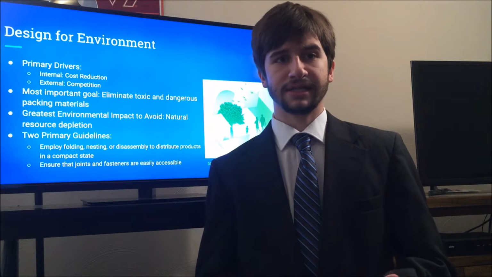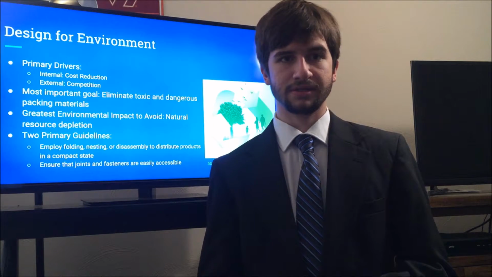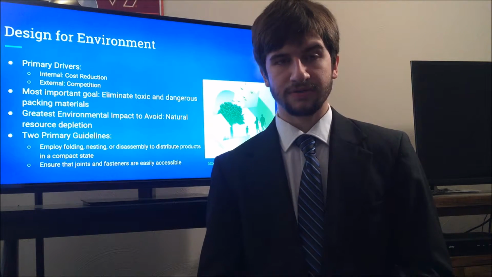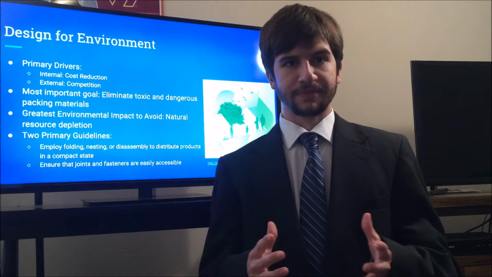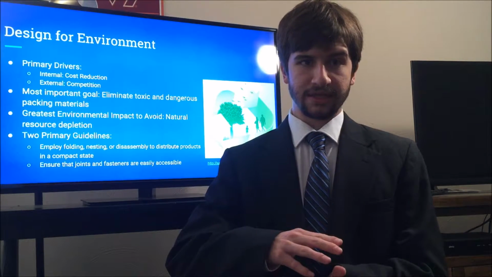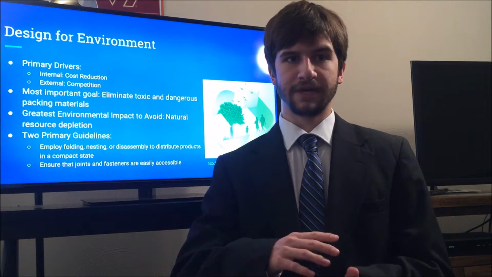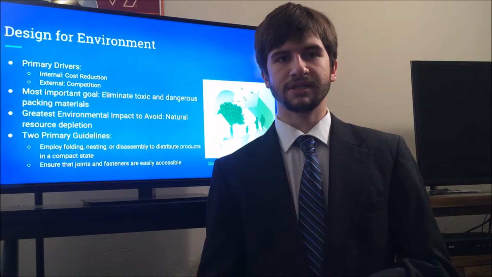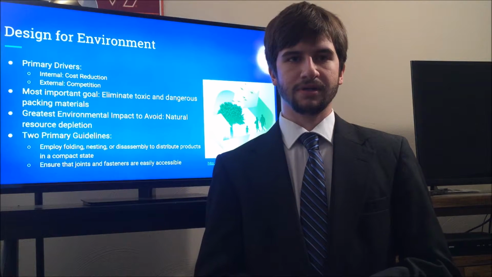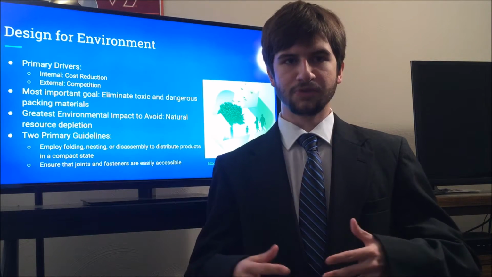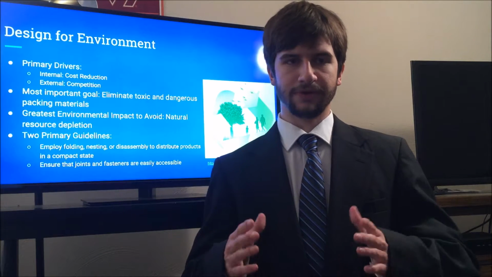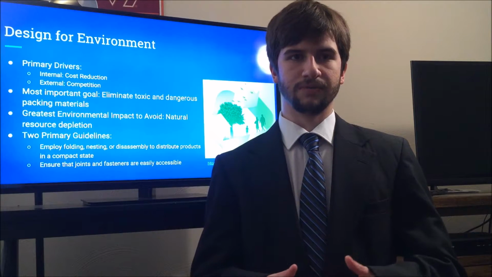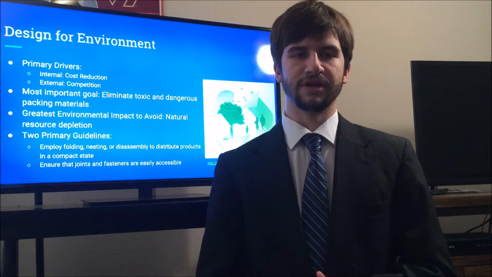So the 2 primary guidelines we put in place for our project included employing folding, nesting, or disassembly of our BRG so that it would be able to compact down to a smaller size and require less packaging. And we also wanted to ensure that joints and fasteners are easily accessible, like our springs and various plastic parts could easily be found or reproduced without much effort.